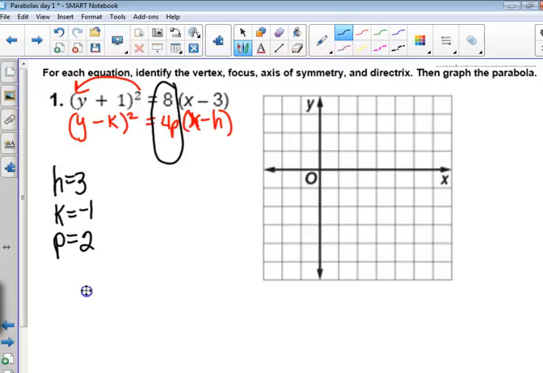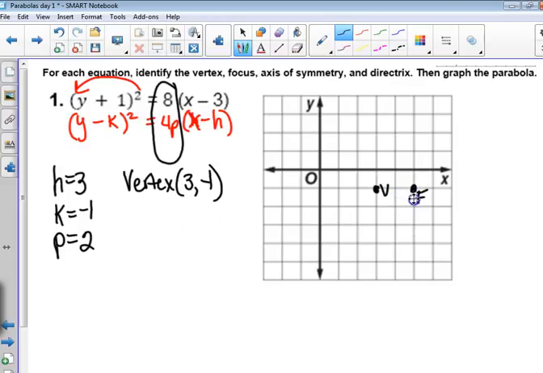All right. I really do like to graph these as I go. This is nice graph paper. I go over 3, down 1, and there's my vertex. Okay. It's a positive p, and it's a y squared, so it's opening to the right. Okay. So 2 units inside there, or 2 units to the right, is my focus.